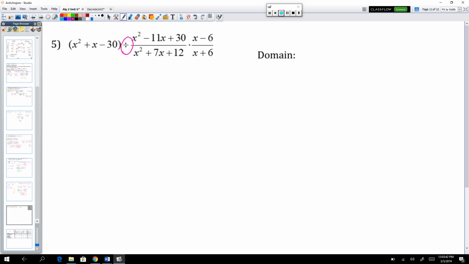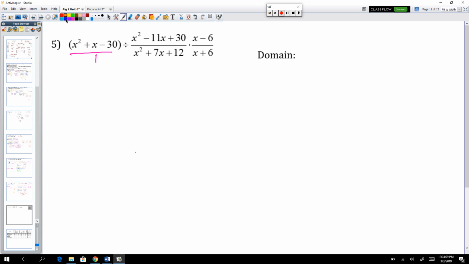Alright, now this one is just to remind us that the division, the flipping, only happens in the fraction that comes right after the division sign. So do not flip this guy. That guy stays the way it is. But this whole fraction gets flipped because it comes right after the division sign. So let's take a look at this guy and remember that that's over 1. And I am going to factor as I go along as much as possible.